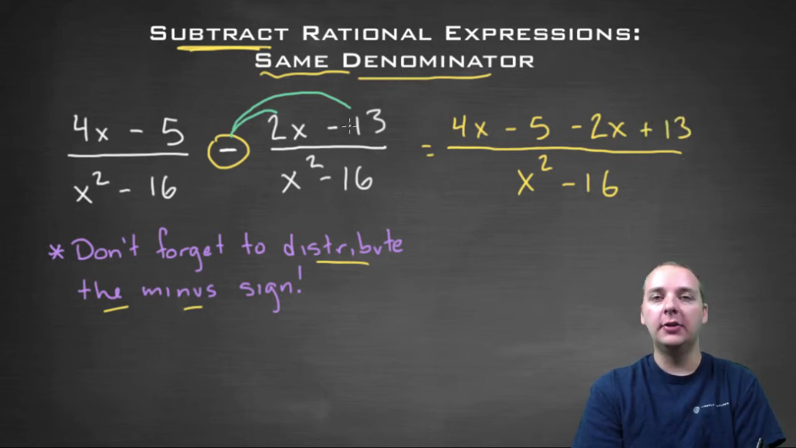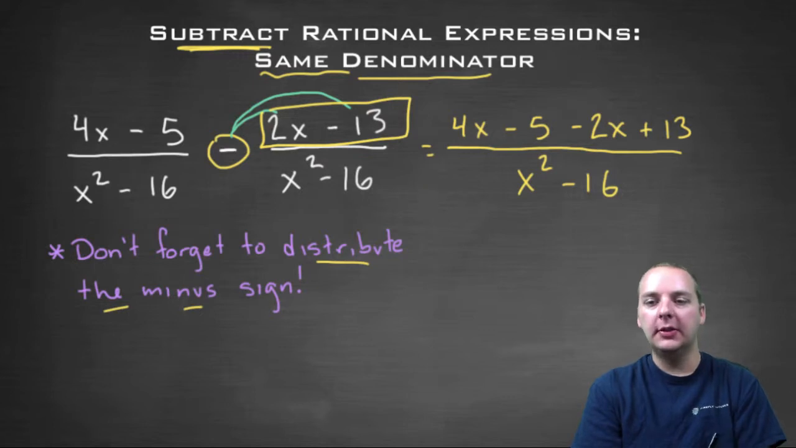If you forgot to distribute the minus sign, you would have just written minus 2x minus 13, and that would have been incorrect because we're actually subtracting all of this numerator here, so we have to distribute that minus sign all the way through. Let's clean this numerator up a little bit real quick.